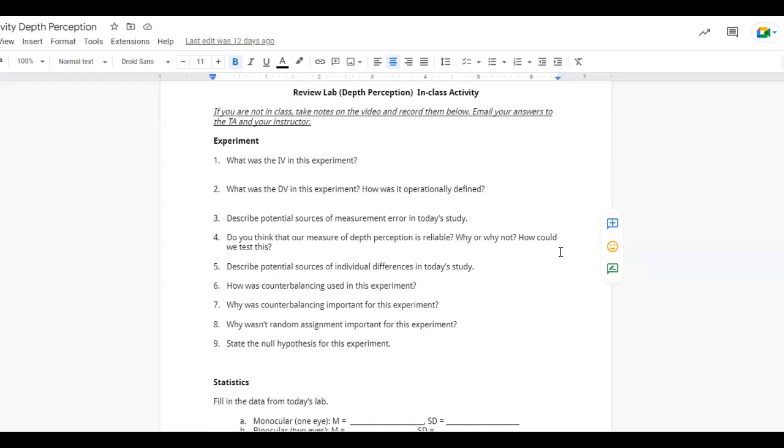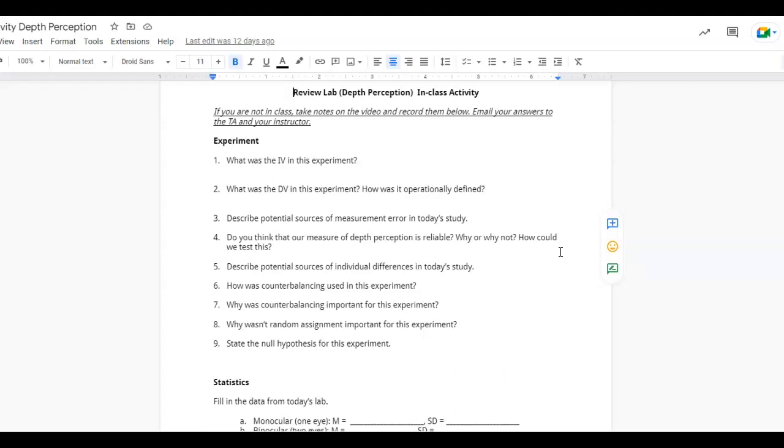Now in terms of individual differences, there are a number of sources of individual differences here. We'll have individual differences in people's eyesight, right? Some people have very good vision, some people have very poor vision. We're going to have individual differences in people's height and exactly what angle they're looking in the box at, right? How tired people are, right? Any number of things could impact people's performance on the task today.